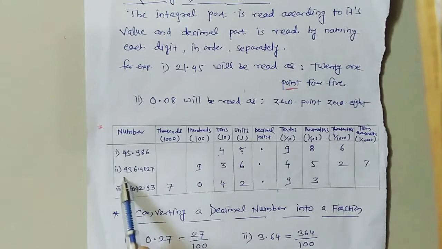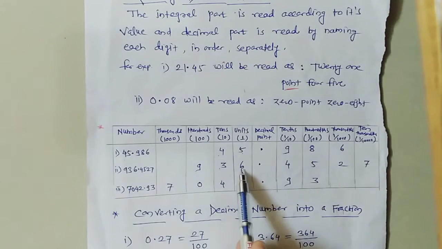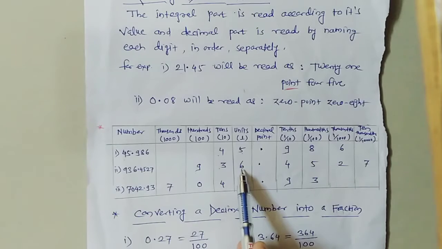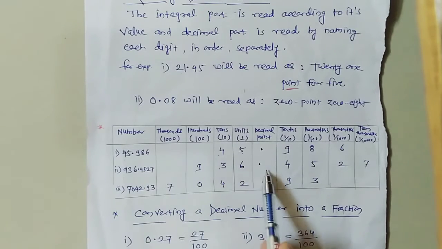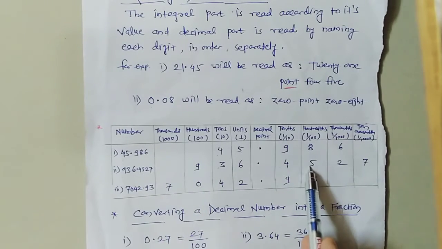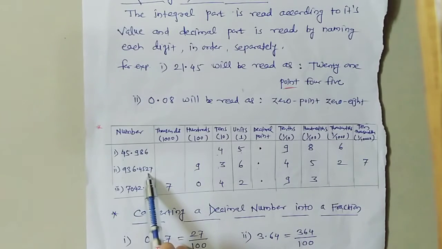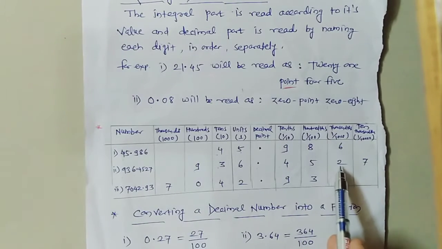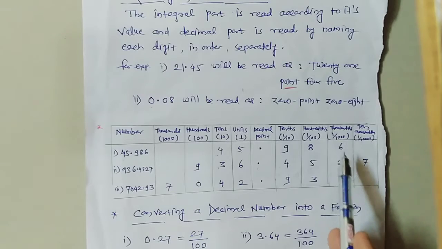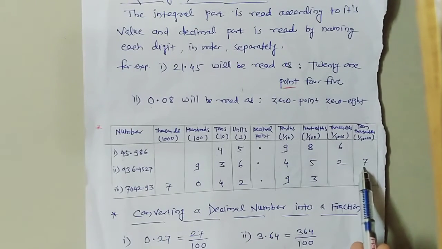So 9 is at hundreds place, 3 is at tens place, 6 is at units place, then decimal point, then 4 is at tens place, 5 is at hundredths place, hundredths place means it is 5 upon 100, 2 is at thousandths place means it is 2 divided by 1000, and 7 is at ten-thousandths place.